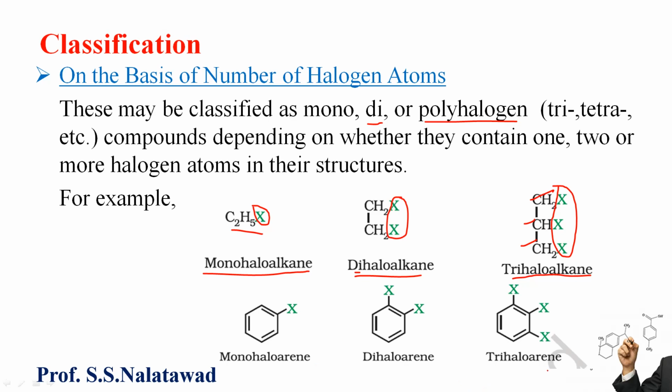Similarly, like haloalkanes, haloarenes are also classified as monohaloarene, dihaloarene and polyhaloarene. In monohaloarene, one halogen atom is attached to the aromatic ring. In dihaloarene, two halogen atoms are attached to the aromatic ring. In trihaloarene, three halogen atoms are attached to the aromatic ring. So we call it trihaloarene. Arene is nothing but benzene.